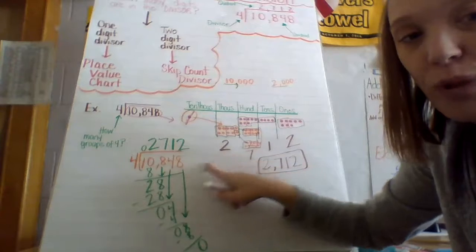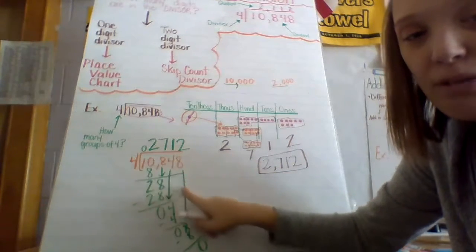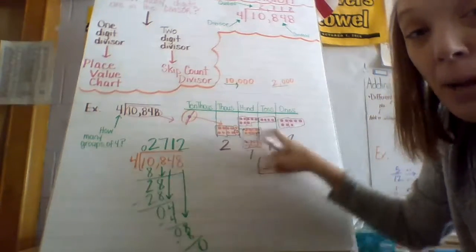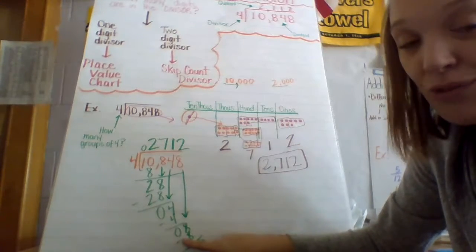How many groups of 4 could we make? We made 1 group of 4. 1 times 4 is 4. We had none left over. Look, we had none left over.